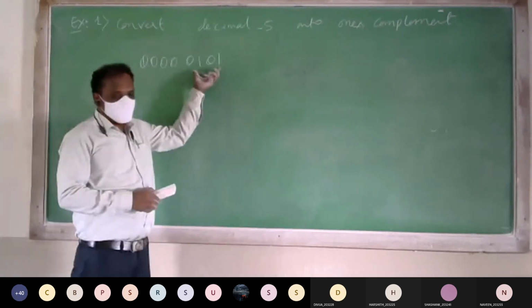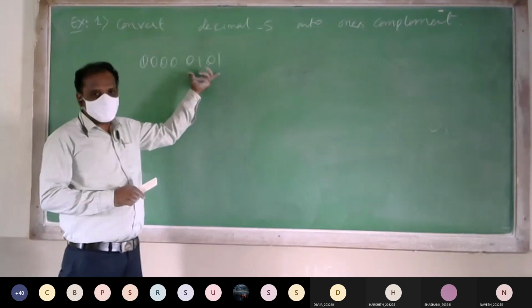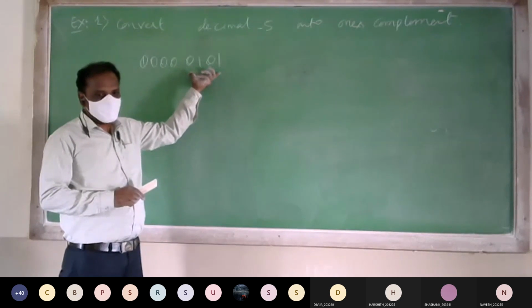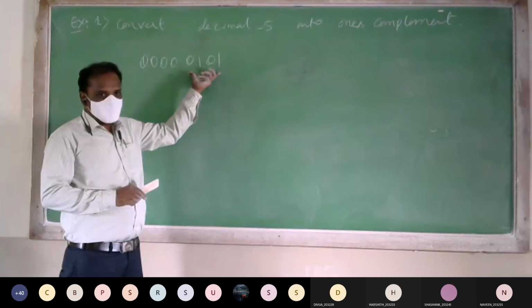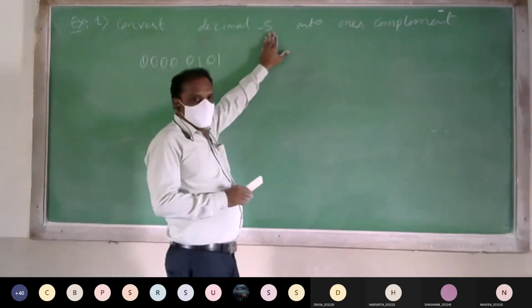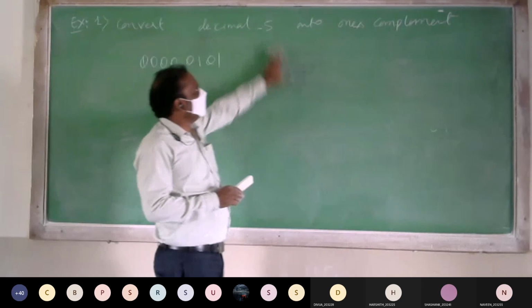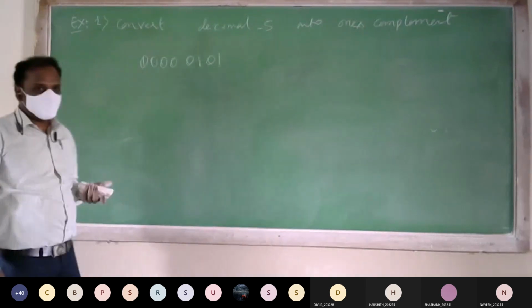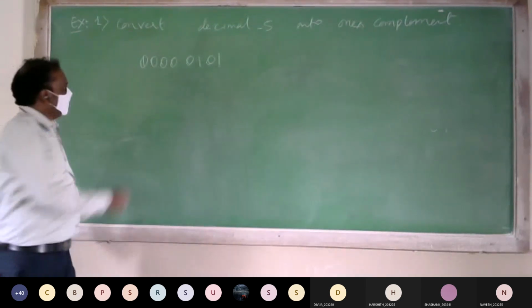Here, this is the number 5. It is not minus 5. It is plus 5. Now, the given problem is minus 5. The negative numbers are stored in computer in the form of 2's complement. So, what is the 2's complement of this one?